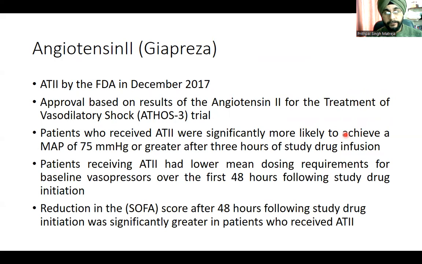What they hypothesized is that patients who received angiotensin 2 were significantly more likely to achieve a mean arterial pressure of 75 millimeters of mercury or greater after 3 hours of study drug infusion, and that patients who received angiotensin 2 had a lower mean dosing requirement for baseline vasopressors over the first 48 hours following study drug initiation. They also found that the reduction in the SOFA score 48 hours after study drug initiation was significantly greater in patients who received angiotensin 2.